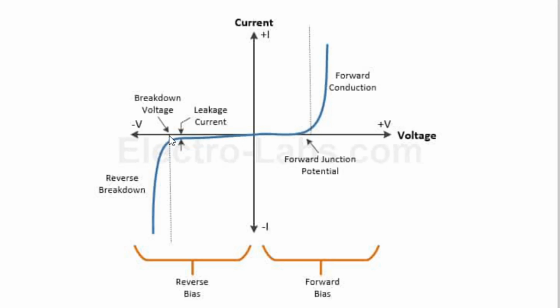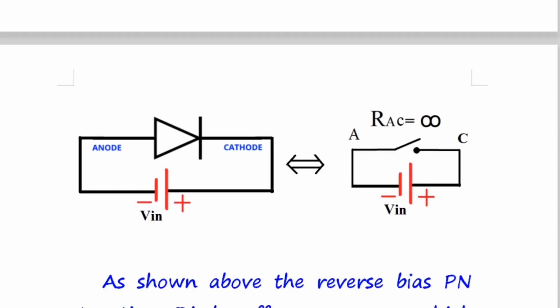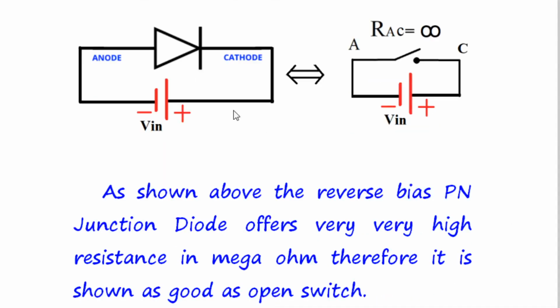And at very high reverse voltage, breakdown will happen. Diode will get damaged. So reverse bias characteristics are in third quadrant. Forward bias characteristics are in first quadrant. And with this, we'll conclude that our forward bias and reverse bias characteristics are over. Now here, this is a very simple concept. Anode of the diode is connected to negative of battery. Cathode of the diode is connected to positive of battery and it is shown as open switch. So it is considered that the diode is open switch.